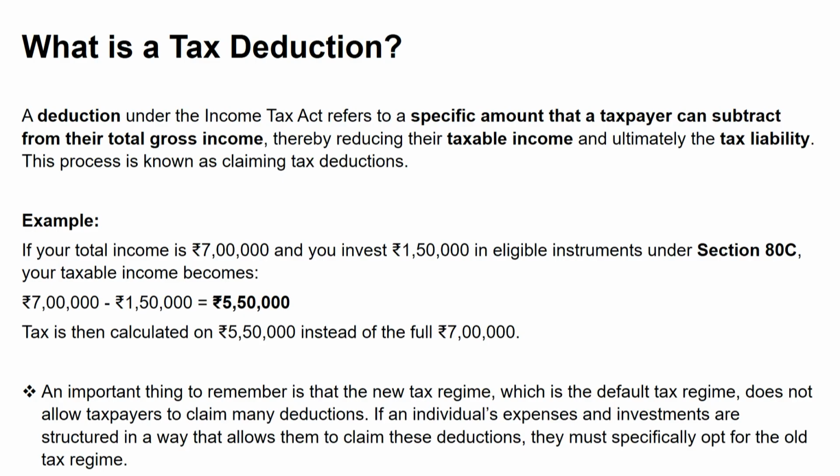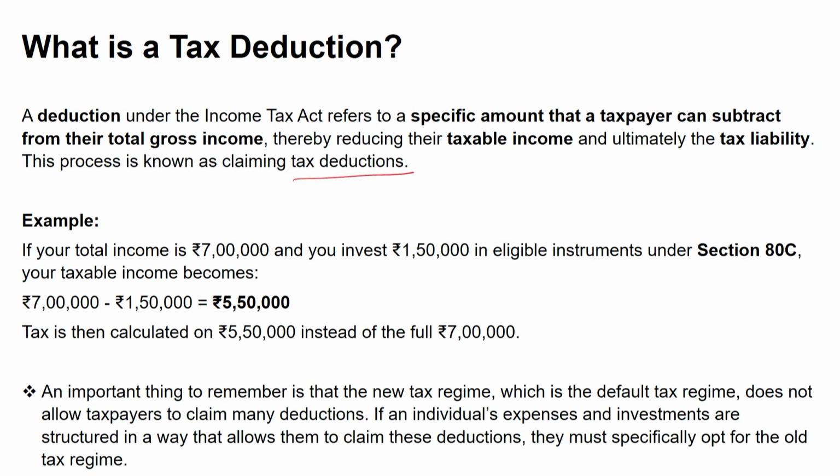Now, let us understand the next concept, that is the tax deduction. Basically, a deduction is a specific amount that a taxpayer can subtract from their total gross income, and thereby they can decrease their taxable income. So ultimately it also decreases your tax liability, and this procedure of calculating taxes by claiming your deductions is known as tax deduction.